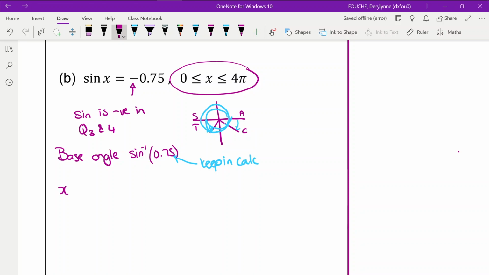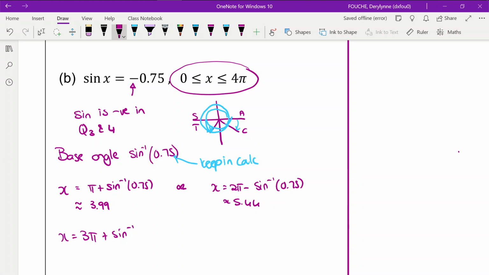Alrighty, so we've got x is going to be pi plus inverse sine of 0.75, and that's approximately 3.99, or x will be 2 pi minus inverse sine of 0.75, and that will be approximately 5.44. x will also be 3 pi plus the inverse sine of 0.75, and that's going to be about 10.27, and x will also be 4 pi minus my inverse sine of 0.75, and that will be 11.72.